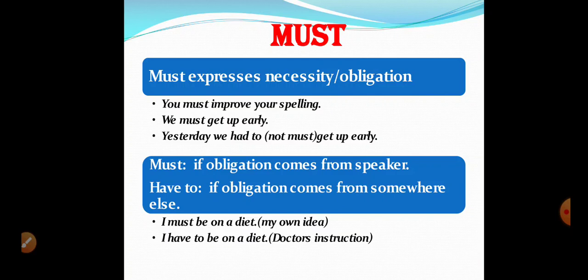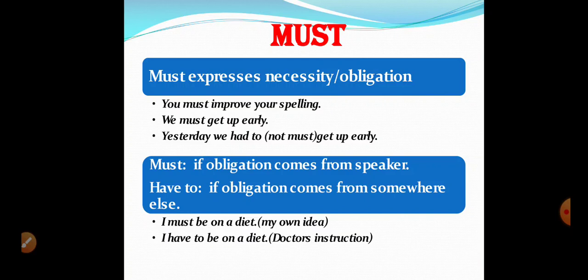What does that mean? If someone else instructs you, directs you, or advises you to do a certain action, then have to is more appropriate. For example, I must be on a diet. This is what I feel. This is my own idea. I am imposing this thing on my own self. So it's better to say I must be on a diet.